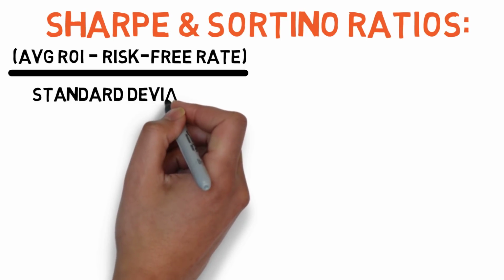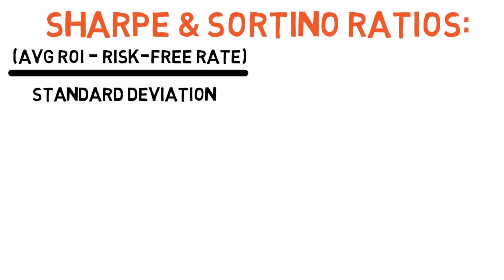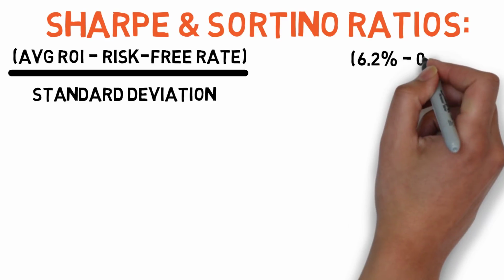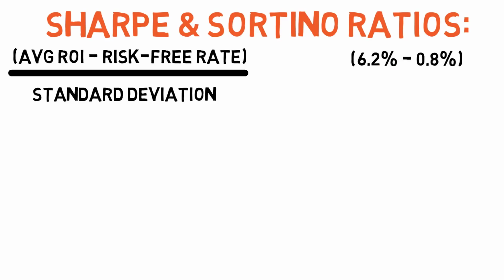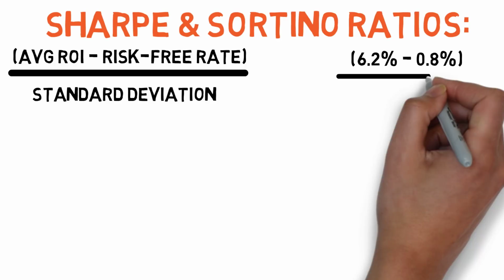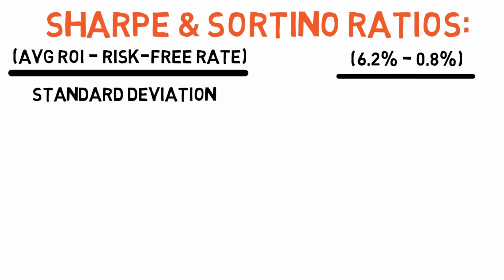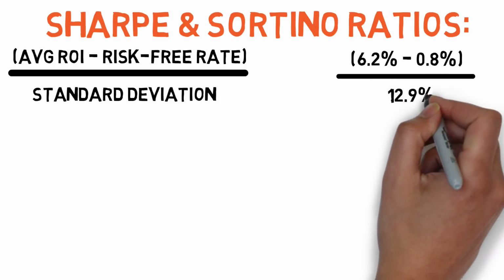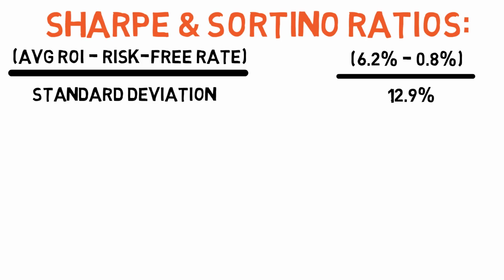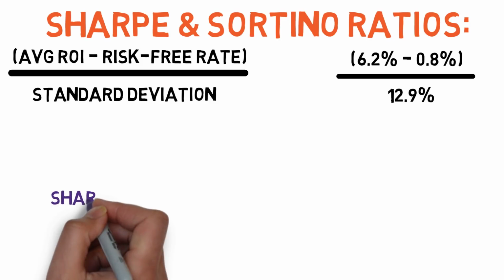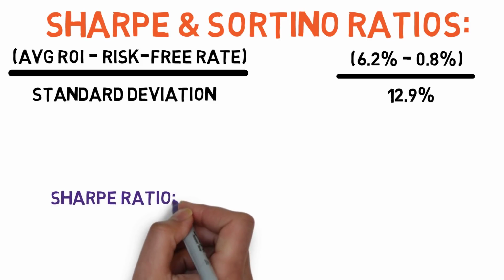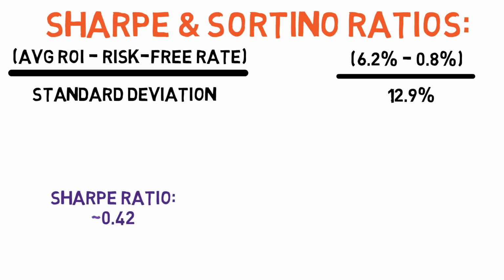of the portfolio. So in our case, we have an average inflation-adjusted return of about 6.2% per year. The average 40-year inflation-adjusted return of T-bills during this time was 0.8% per year, so we'll use that as our risk-free rate. And of course, our standard deviation was 12.9%. So 6.2% minus 0.8% gives us 5.4% average returns over the risk-free rate. Divide that by 12.9% and we get a Sharpe ratio of around 0.42.